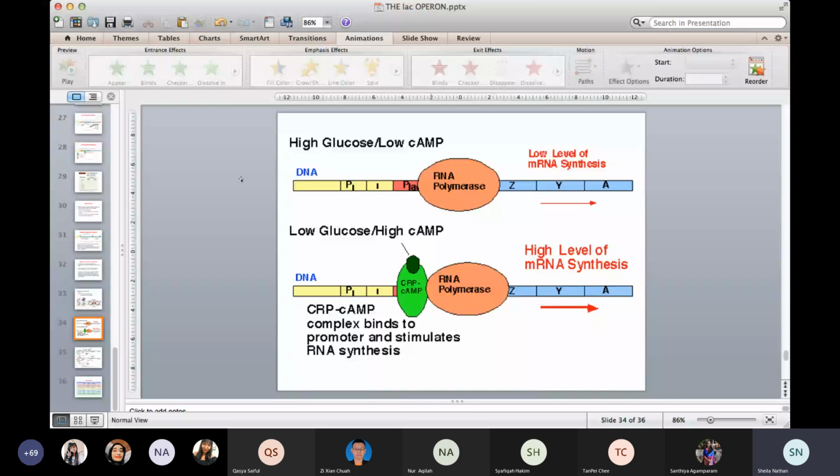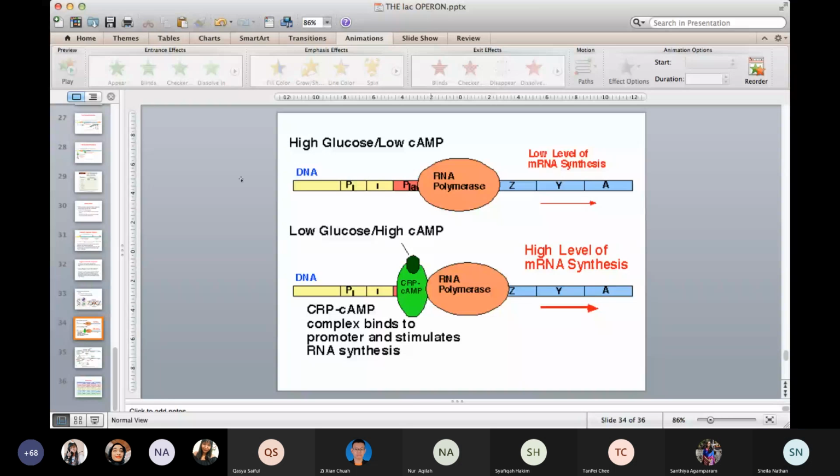Remember, if you have just general transcription factors plus RNA polymerase, you will get low levels of expression, almost like housekeeping gene expression, right? But when you have specific transcription factors working with the general transcription factors, with the RNA polymerase, with the mediator molecule, then you get high levels of gene expression. So this is the same thing in prokaryotic cells.